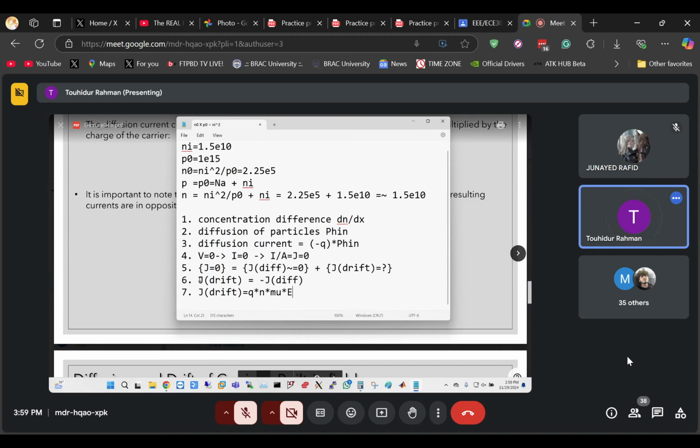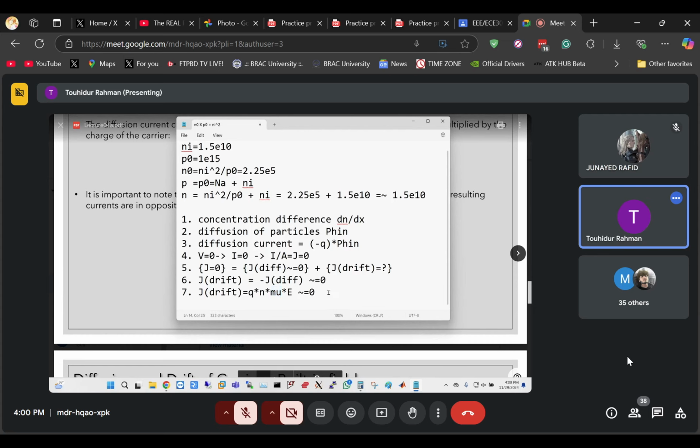We just proved, by the way, that here it is not equal to 0. That means the diffusion current is not equal to 0, so the drift current is also not equal to 0. Q is a universal constant. N is the number of carriers, also not equal to 0. Mu is the mobility, not equal to 0. Since the equation is not equal to 0, we know those are some constants.